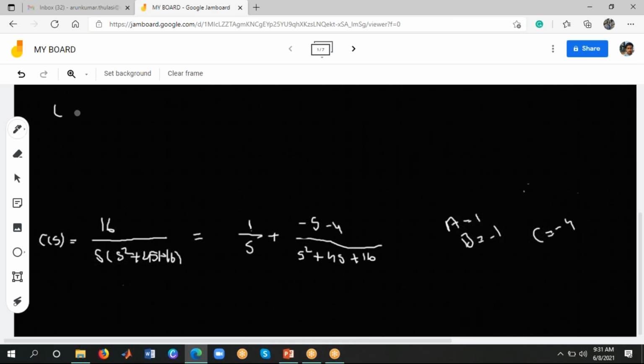C of s is equal to 1 by s minus (s plus 4) divided by s square plus 4s plus 16. So we are going to simplify this equation. Let me see how we can simplify this.